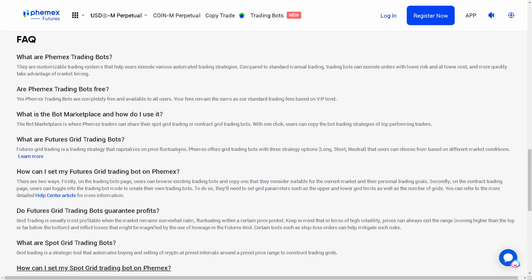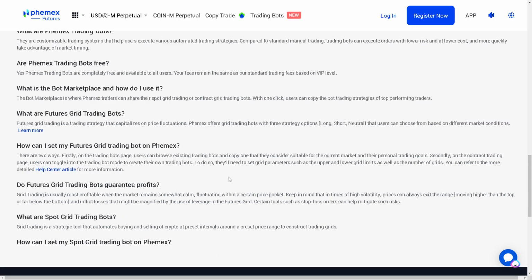And what are futures grid trading bots? It's a simple trading strategy that capitalizes on price fluctuations. Phemex offers grid trading bots with three strategy options: the long, the short, and the neutral, that users can choose from based on different market conditions.